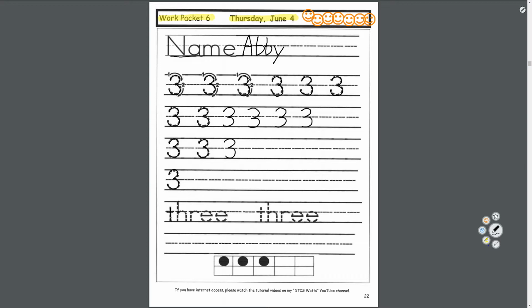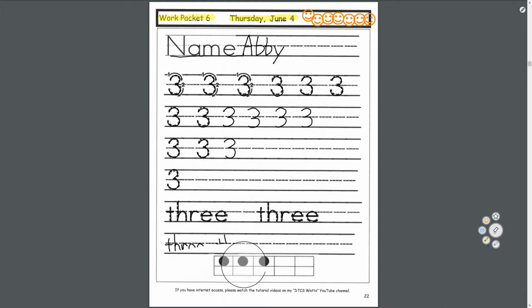T H R E E. And then down here, you're going to try it on your own. T H R E E. Finger space. T H R E E. And finish the rest of the line. Remember, in this box, there's 10 squares, and it's the number 3, so we have 1, 2, 3 dots.